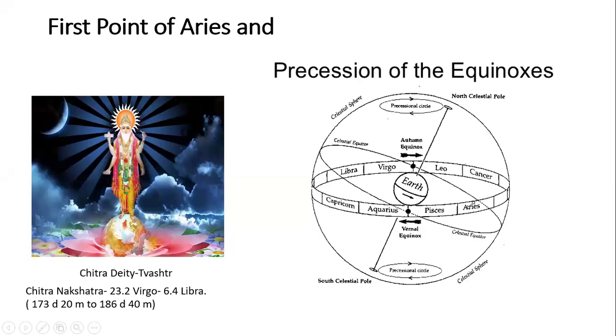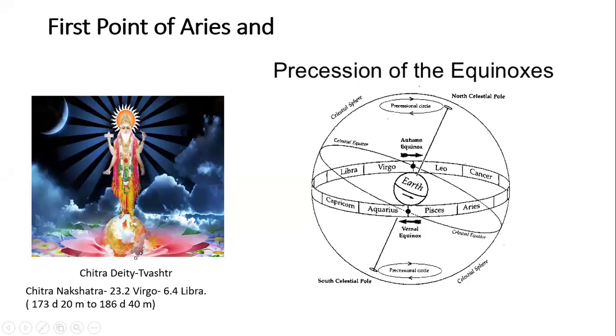And this is the sun's journey. Here the sun starts from Aries, goes around, and comes back through Capricorn, Aquarius, Pisces. Wherever the sun's ecliptic cuts the celestial equator, that particular point is called the vernal equinox. This is important: the Earth's equator and the sun's ecliptic, wherever they cut, that point is called the vernal equinox.